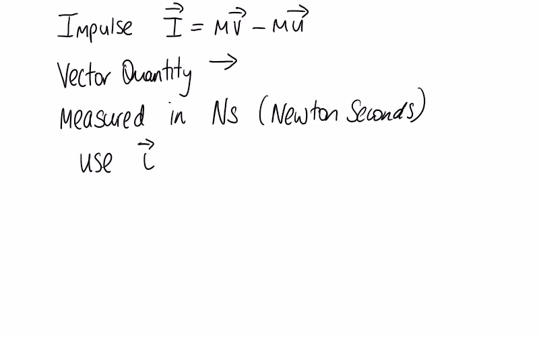In this video, we're going to look at impulse, where I, impulse, is equal to the mass times v minus the mass times u. And this is a vector quantity measured in Newton seconds, and we use the letter I. But let's build up to where this formula comes from.